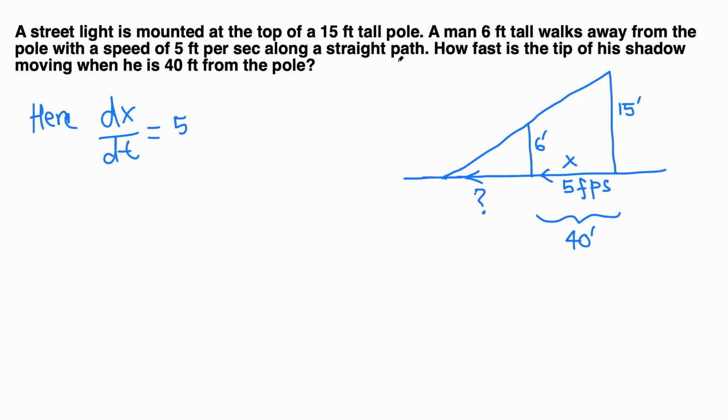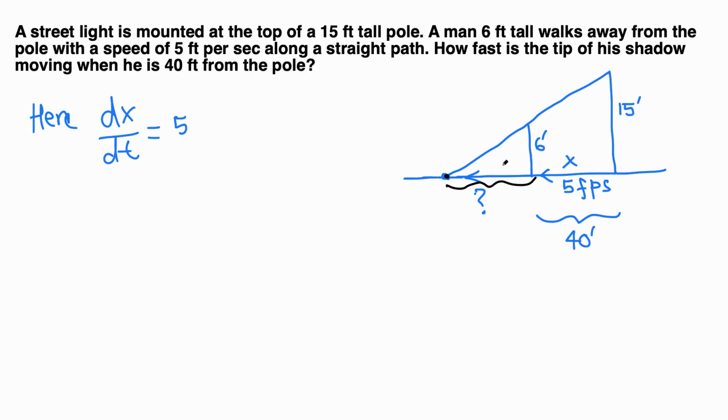Along a straight path. How fast is the tip of his shadow moving when he is 40 feet away from the pole? So here, this is the shadow, by the way. Here is the person, and that's the shadow, and that's the tip of the shadow. It's also moving when this person moves away from the pole. And when he's 40 feet away from the pole, at that moment, how fast is this?